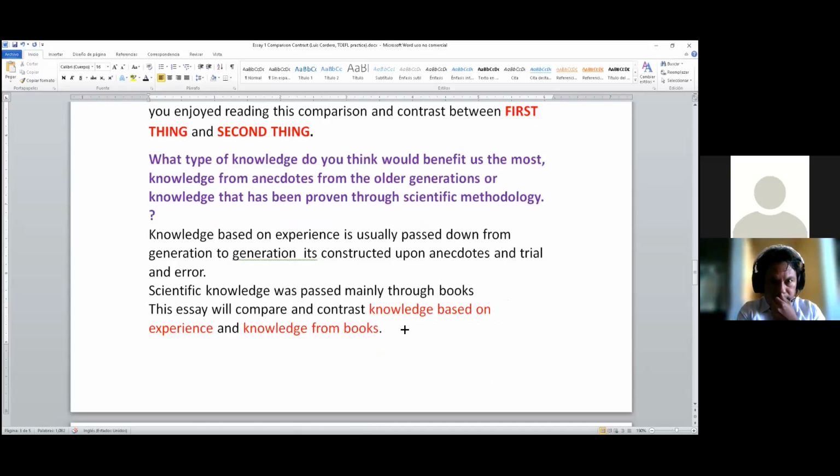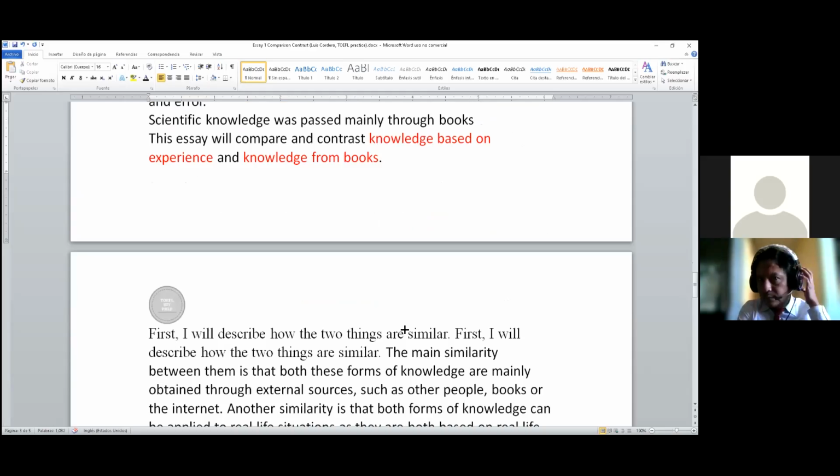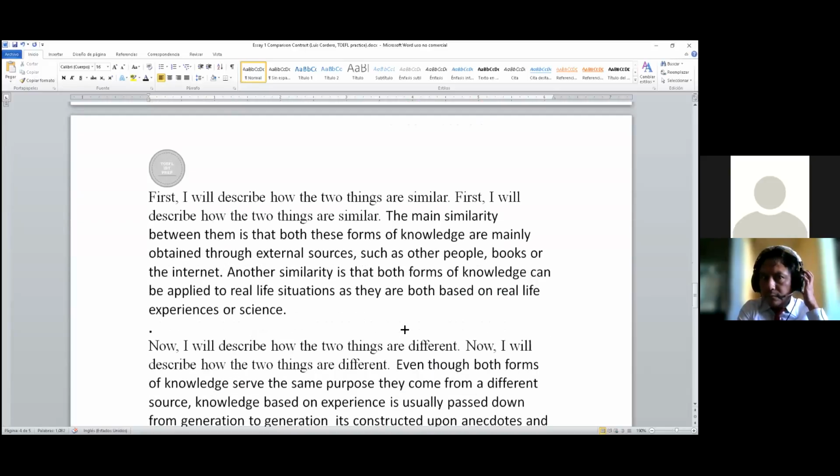This essay will compare and contrast knowledge based on experience with knowledge from books. First, I will describe how the two things are similar.